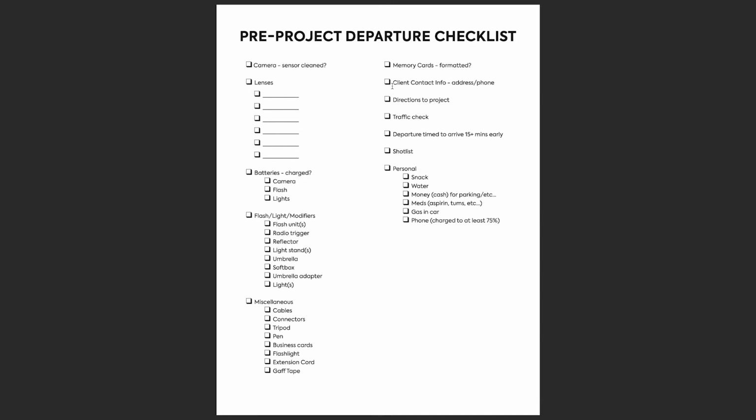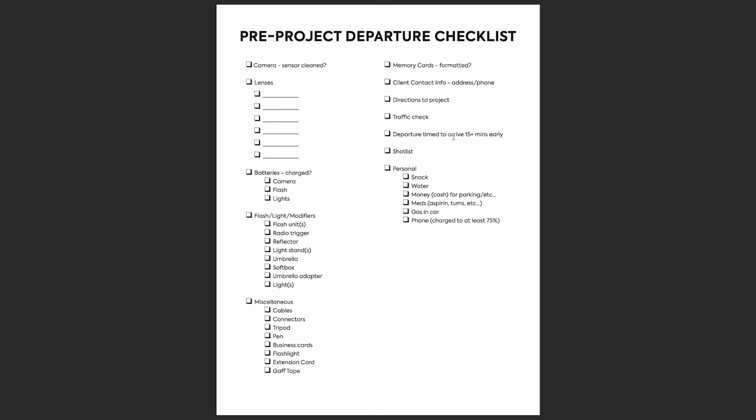Make sure you've got the phone number of where you're going and the person, just in case you run late. Make sure they have your contact info if they're running late. Make sure you've got directions to the project. This is easier now with maps on our phones. I like to do a traffic check before I go, just to make sure there's no surprises. I do that usually an hour before I think I need to leave so that I can adjust my leave time.